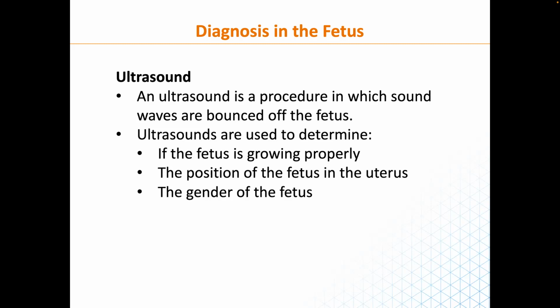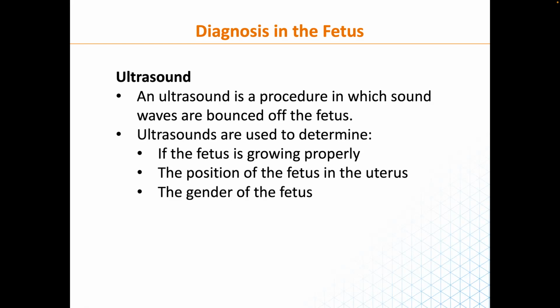Normally it should be upside down. The head should be down. But sometimes it might be breech. We call it breech in medicine. Once it's breech, it's a big problem. But if it happens before the baby's size becomes very massive, it could still turn. So this is one of the things we need to be careful with. So ultrasound is used to determine if the fetus is growing properly, the position of the fetus in the uterus, and also we can use the ultrasound to know the gender, if it's a male or a female.